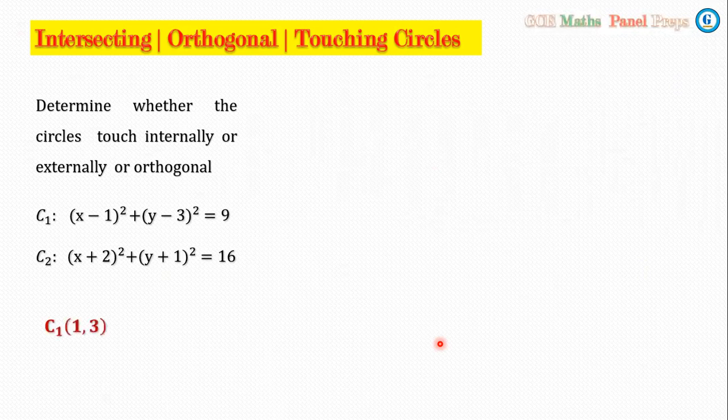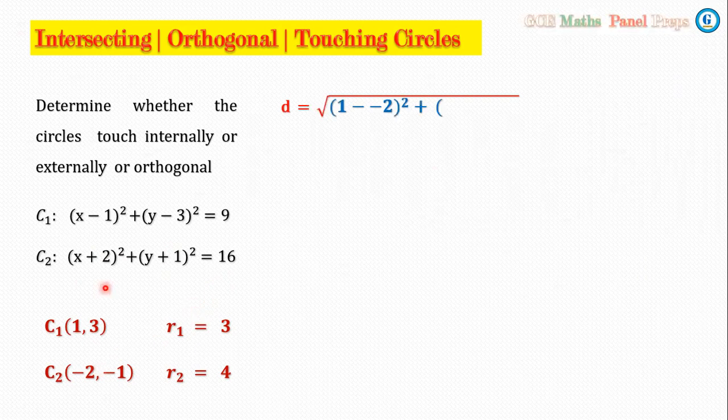So let us test the following. First of all, find their centers and radii. For the first one, the center is (1, 3) and the radius is 3. For the second circle, the center is (-2, -1) and the radius is 4. Now let us start testing. What's the center-to-center distance for these two circles? The center-to-center distance is 5.